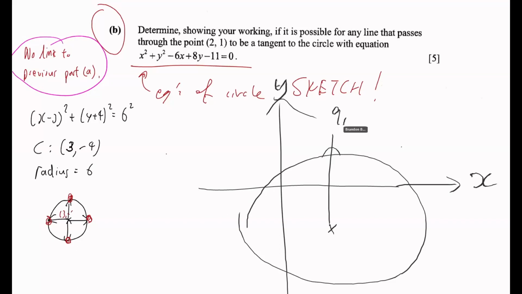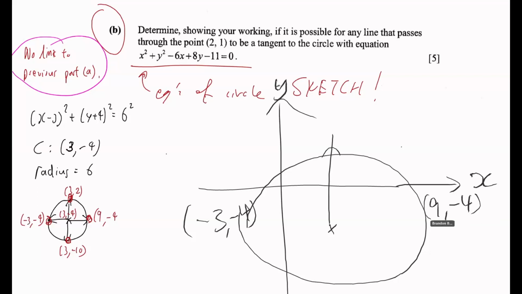Let's calculate it over here first. This is 3, negative 4. So plus 6, this becomes 3, 2 and 3, negative 10. Y coordinate plus 6, minus 6. Then now it's negative 4 for the y. What happened to your x? Plus 6, minus 6. So 9 and minus 3. And then from there you can tell it will cut.